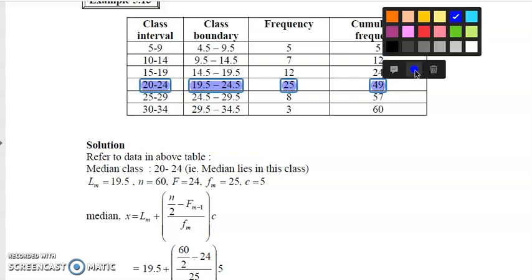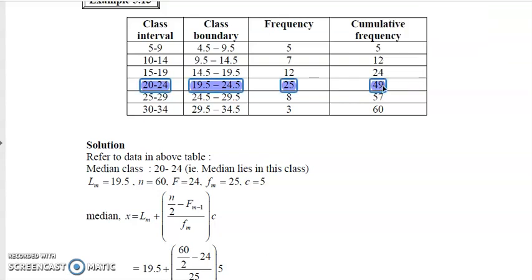Okay, I'm going to have a new color. So this is our modal class, for example 5.14. Next, you are going to define your lower boundary. Your lower boundary is 19.5. Next, you are going to define your D1. D1 we get from here, which is 25 minus 12. The 12 is from here. I'm going to highlight this one.